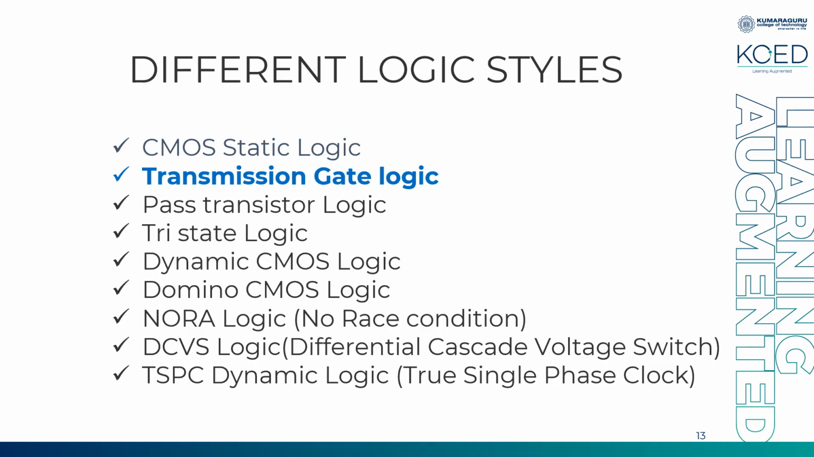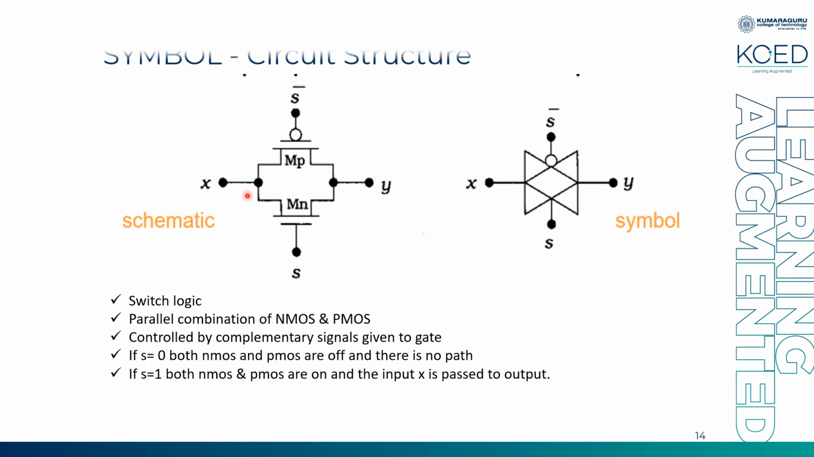These are the different logic styles we have seen. Among the logic styles available, we have already studied CMOS static logic. Now we are into transmission gate logic, one of the switch logics. In this circuit, we'll analyze the circuit and the symbol used for transmission gate logic. So this is the circuit.